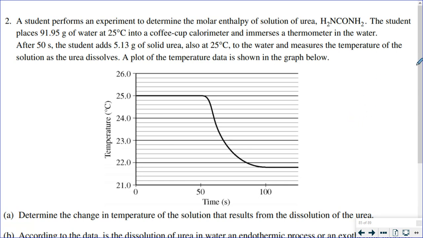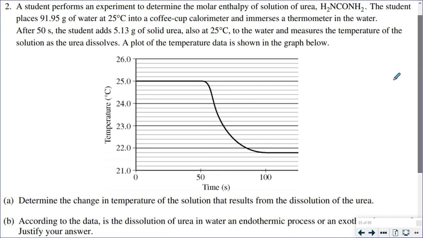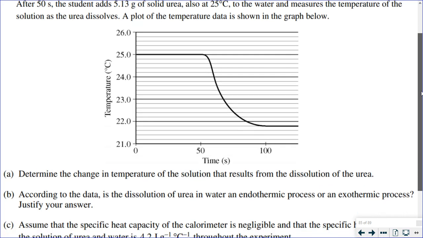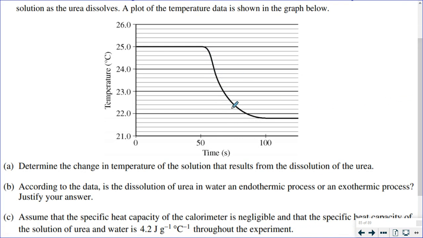So this is a great thermochemistry question. It's a calorimetry problem. Hopefully you do have a calorimetry problem on the test this year because these are very similar to solve. Part A says determine the change in temperature of the solution that results from the dissolution of urea. So all you're asked to do is compare this value, 25, to whatever this value is here, 21.8. Subtract the two, and your change in temperature is final minus initial. So 21.8 minus 25 gives you negative 3.2. You have to have that negative there. That's your answer for part A.